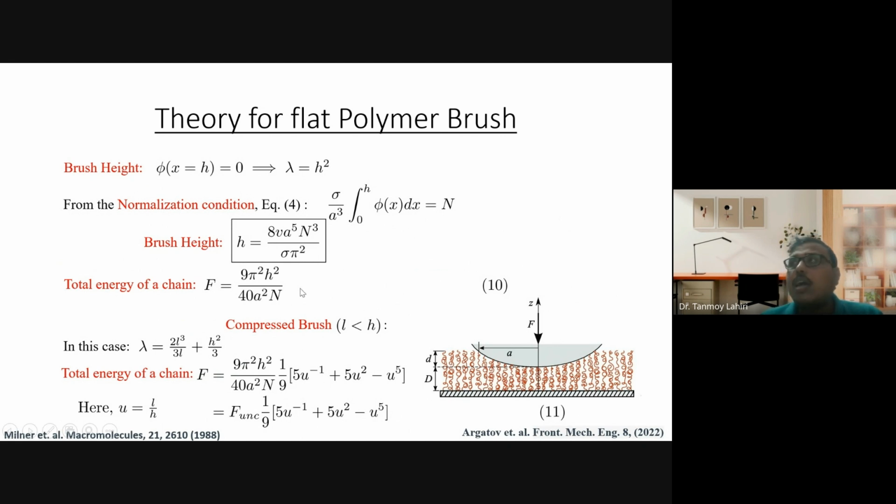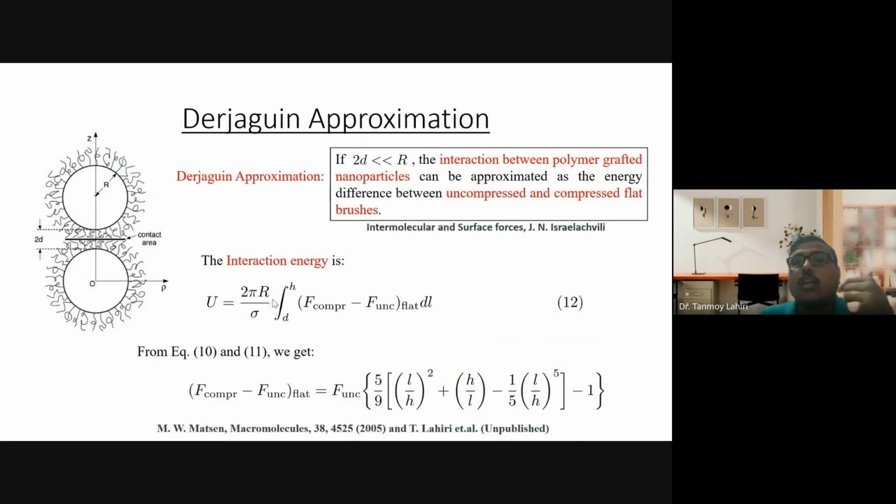Now, if we assume that for a certain reason the brush has been compressed due to a force, due to a particle, here is a figure where the brush has been compressed. If the brush has been compressed to a length small l, which is less than the brush height h, then we can calculate again the total energy of the chains, again elastic energy plus the interaction energy. And here is the total energy of a chain for a compressed brush. So we have got a total energy for a chain of an uncompressed brush and for a compressed brush. And here comes the Derjaguin approximation.